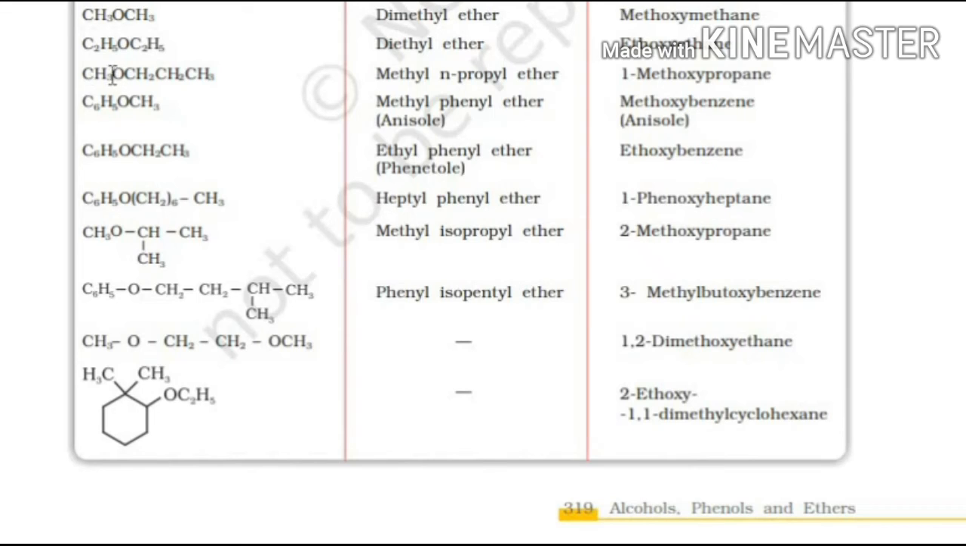Attach oxygen with this methyl, so this becomes methoxy, and then there are 3 carbon chains, so this gives propane. Now this oxygen is attached with methyl, because methyl is smaller than this benzene ring, so this is methoxybenzene, and this is also known as anisole in the IUPAC name also. Next, this is ethoxy and this is benzene, right? And here there is a 7 carbon chain, and here a 6 carbon cyclic ring.